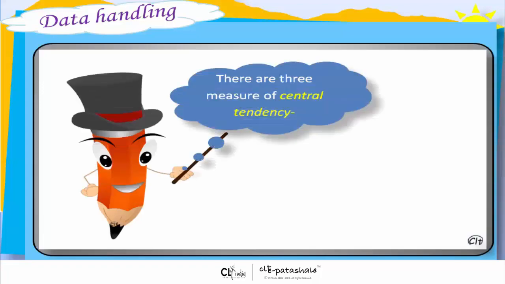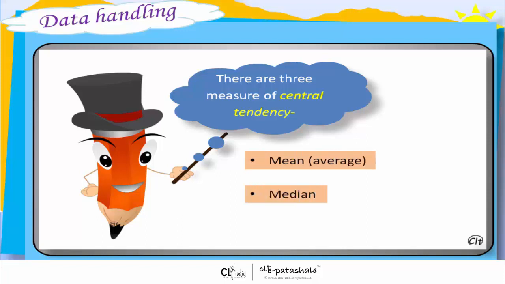There are three measures of central tendency. Number 1, mean or average. Number 2, median. And number 3, mode.